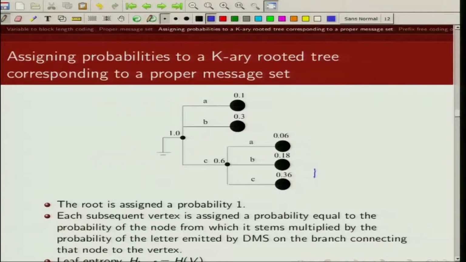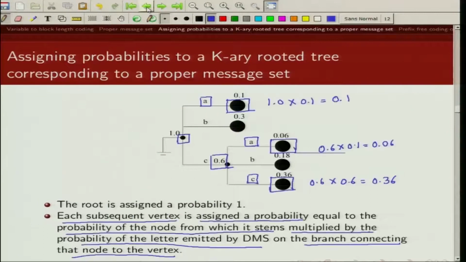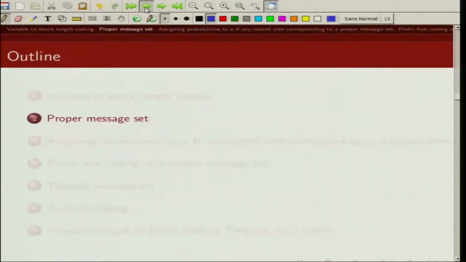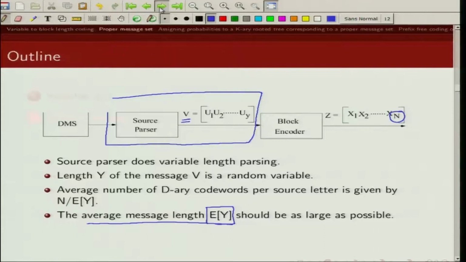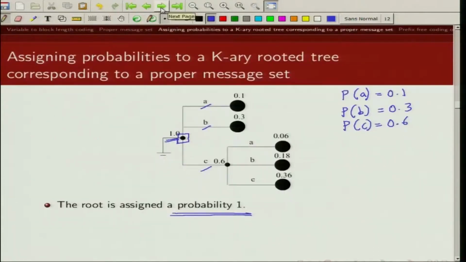And we can write down that leaf entropy is nothing but H of V. Note, what is our V? V is the output of the source parser, right? And what are these leaves denoting?